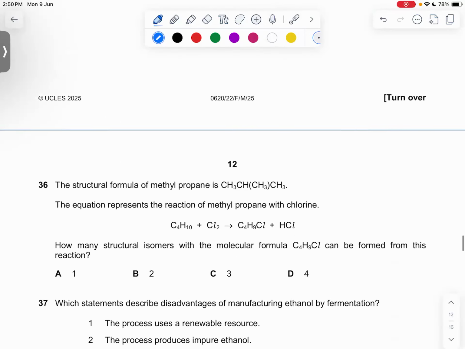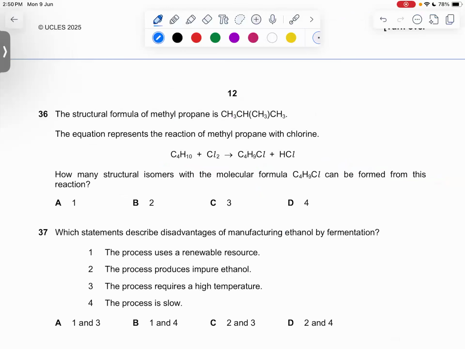Next question then, 36. The structural formula of methyl propane is CH3CH(CH3)CH3. The equation represents the reaction of methyl propane with chlorine. C4H10 plus Cl2 gives C4H9Cl plus HCl. How many structural isomers with the molecular formula C4H9Cl can be formed from this reaction?